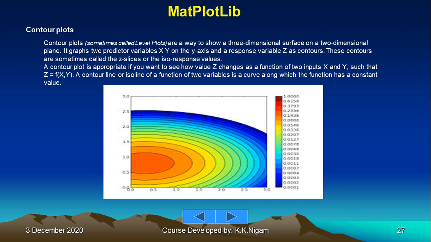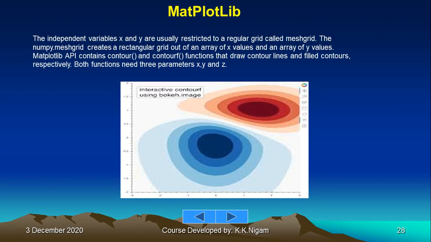A contour line or iso line of a function of two variables is a curve along which the function has a constant value. So this is how your contour graph is going to be presented. The independent variables x and y are usually restricted to a regular grid called a mesh grid, and numpy.meshgrid creates a rectangular grid out of an array of x values and an array of y values. The Matplotlib API contains contour and contourf functions that draw contour lines and filled contours respectively. Both functions need three parameters: x, y and z.